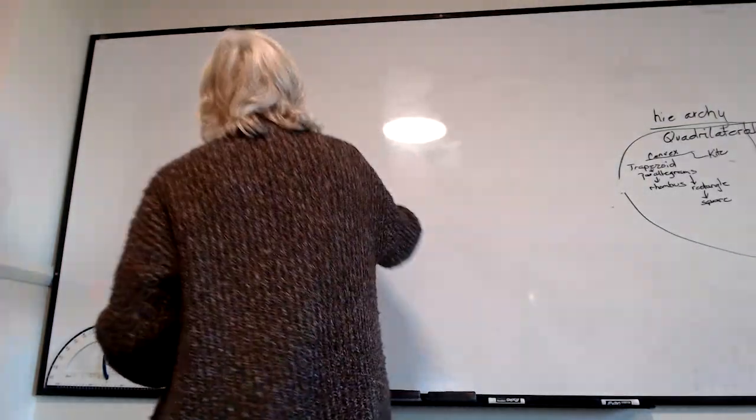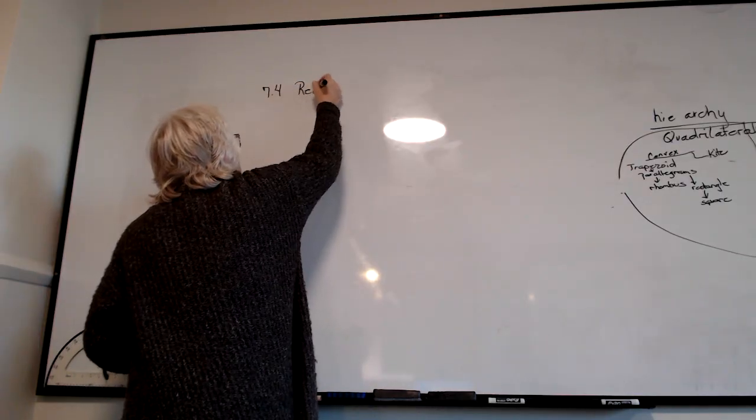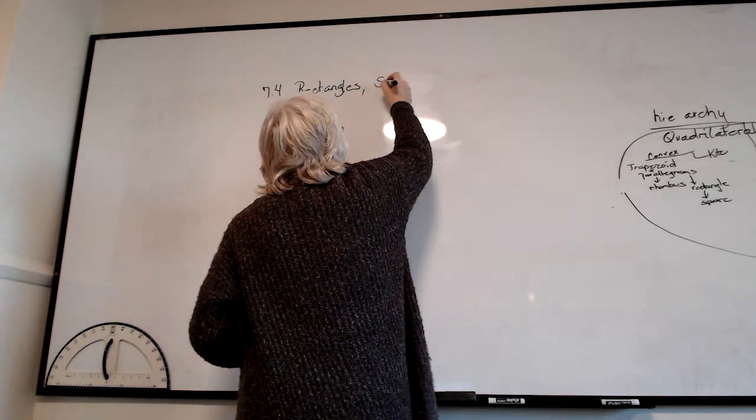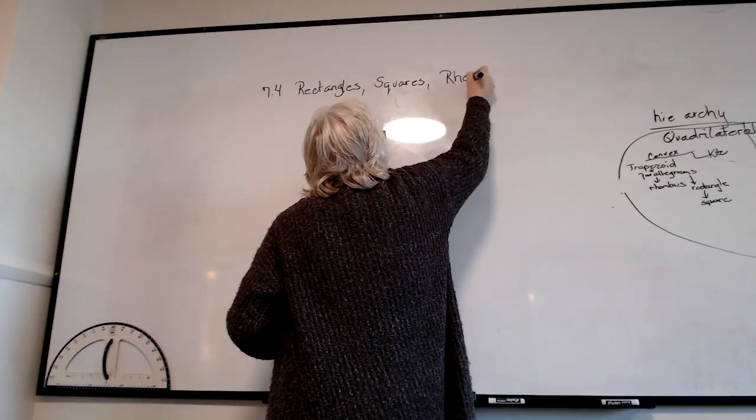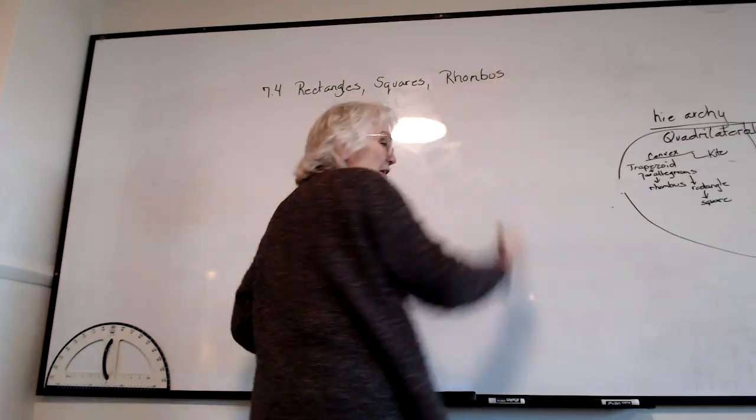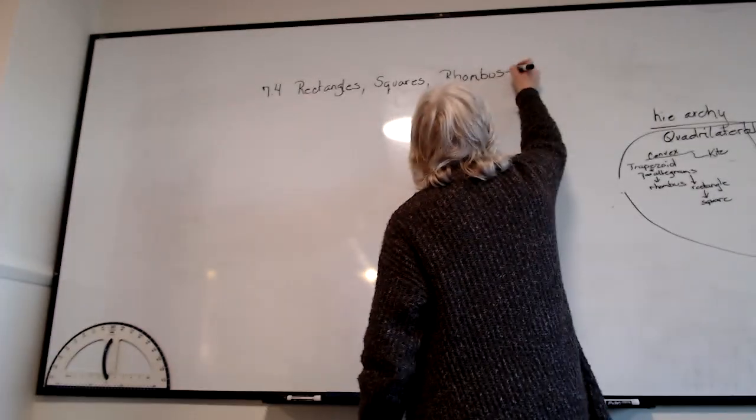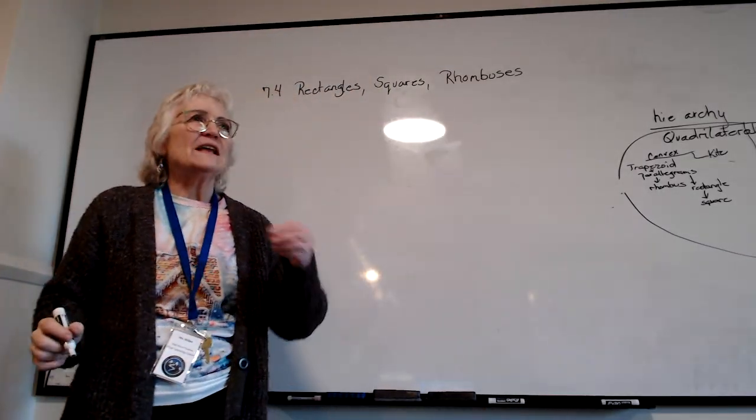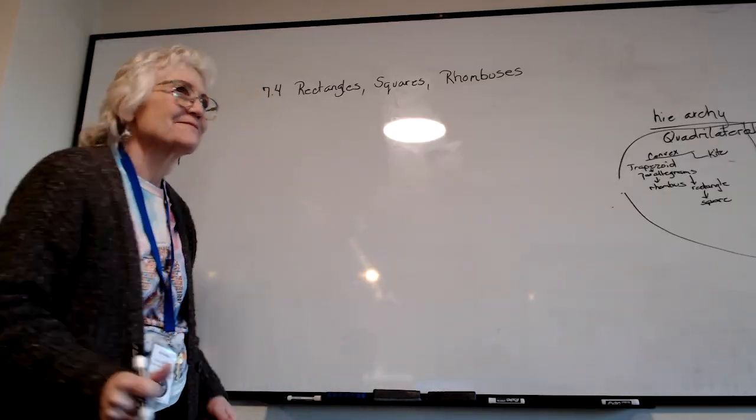We are going into 7.4 now. I already kind of gave you a hint on this. 7.4 has to do with rectangles, which we've already talked about, squares, and rhombus. Plural, rhombuses. I always find it interesting how you make it plural when you have an S at the end. It changes all the time.